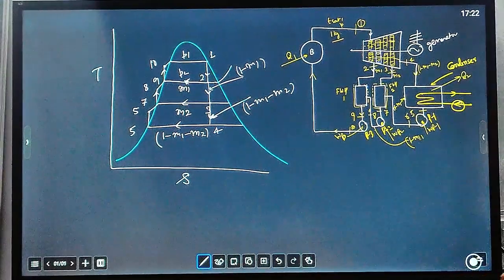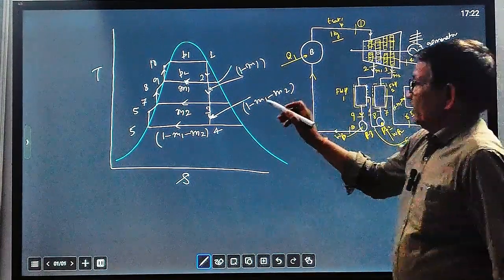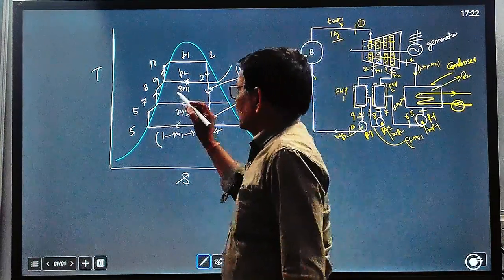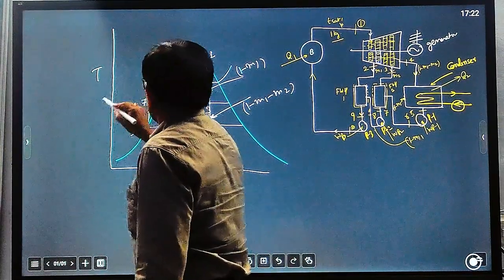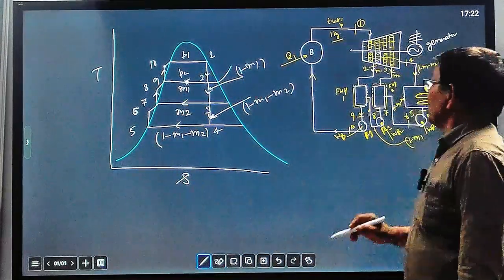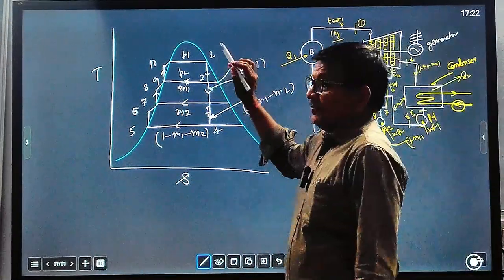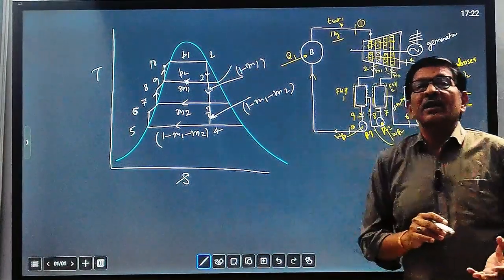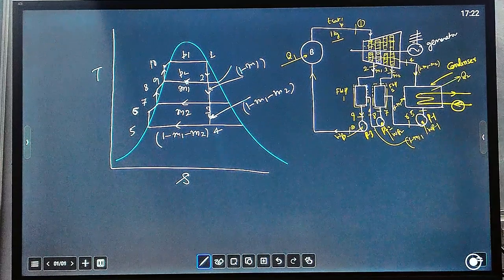So you can see that earlier, without regeneration, the heat addition process would have started from 6 to 1. But due to regeneration, now the same heat is added from 10 to 1. So heat addition is taking place at a higher temperature, so certainly the mean temperature will increase.